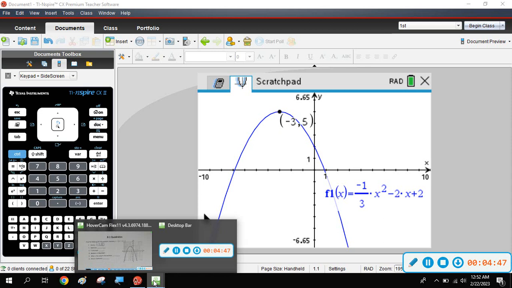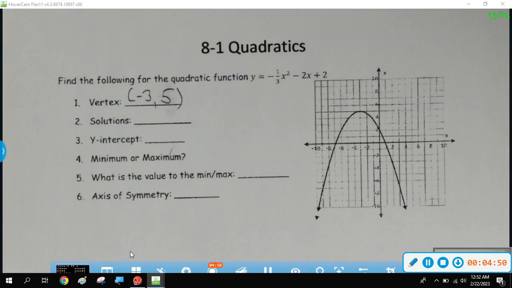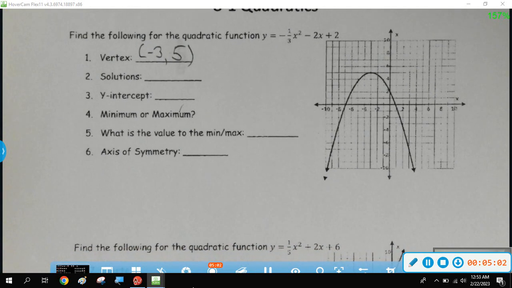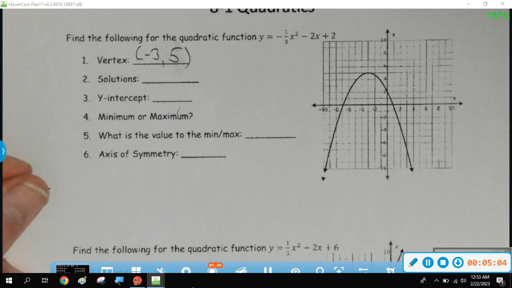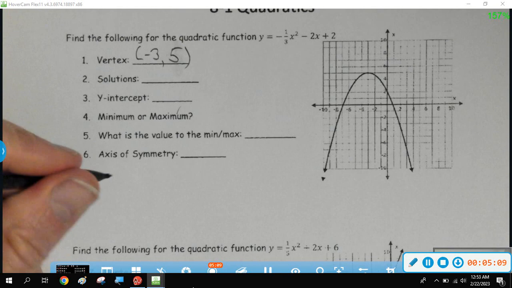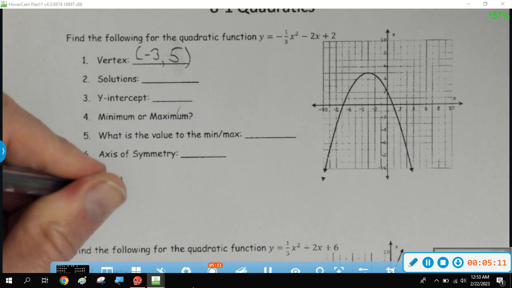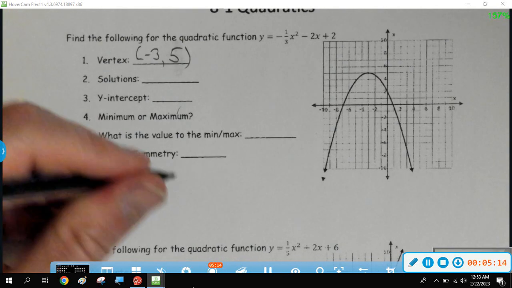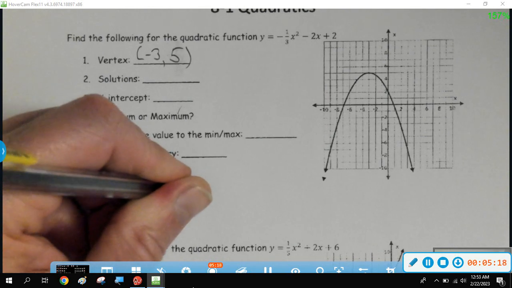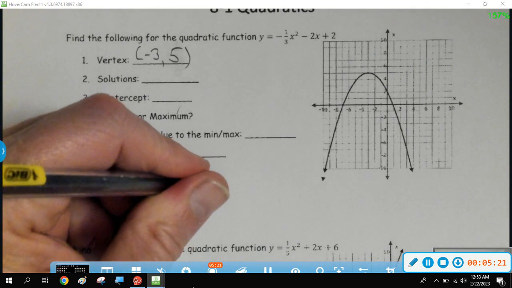What's the next thing they're asking me for here? Well, the next thing they want is the solutions. Now let's stop and talk about that for just a minute. When we talk about solutions, there are four words when you're dealing with quadratics that mean the same thing. These four words: zeros, roots, x-intercepts, and solutions.